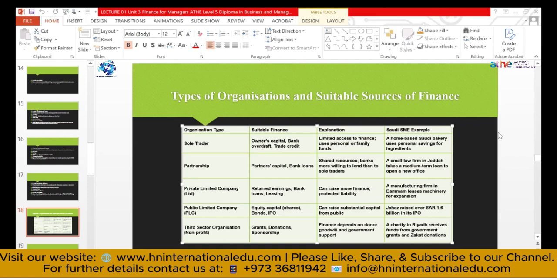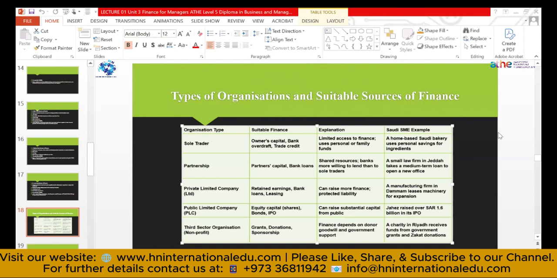Medium term is more than 1 year, maximum 5 years. Private limited company, Ltd. Retained earnings, your own savings from the business, bank loans, leasing. It can raise more finance because of protected liability. That is why a manufacturing firm in Dammam leases machinery for expansion. Like the contractors' tractors and the different machinery used on construction sites, they are leased mostly.